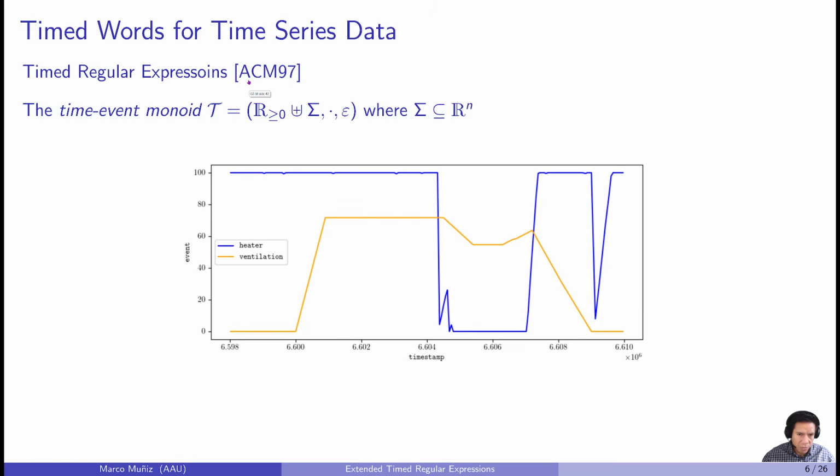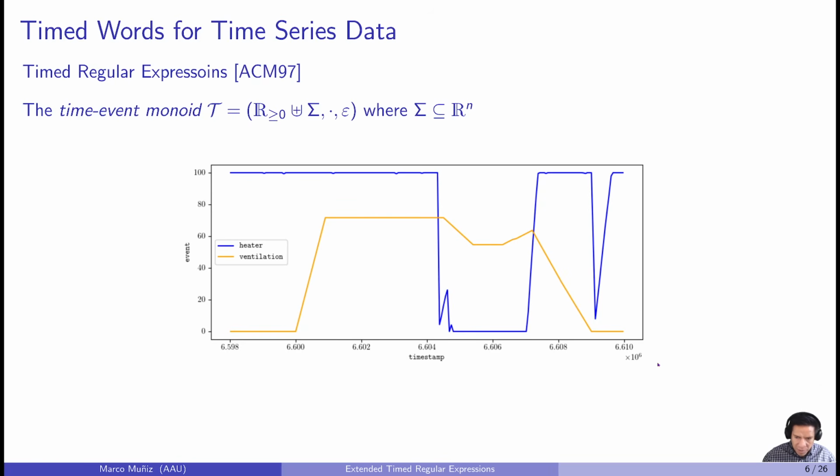introduced in the work from Asarin, Caspi, and Maler in '97, where they present time regular expressions. So we're going to extend the classic monoid from them by adding vectors over the reals, right? So now our sigma are going to be vectors over the reals, which will allow us to encode time series data. And we have positive reals, which are used for the time elapses.